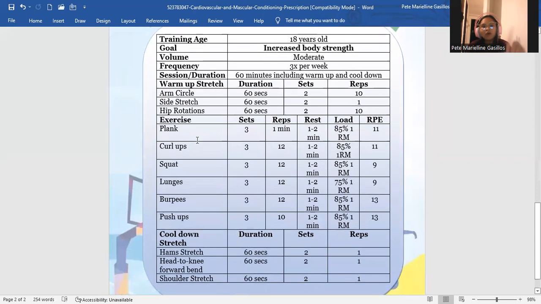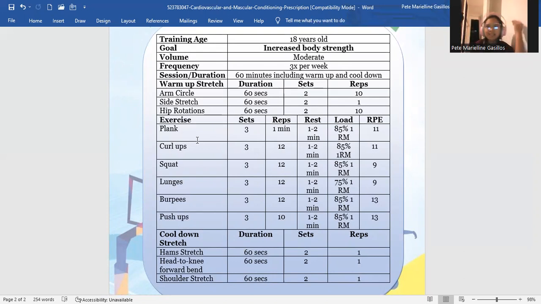For my warm up stretch, I do the arm circles like that, and the side stretch. I'm going to do the arm circles first. The arm circles duration is 60 seconds. The reps are 10: 1, 2, 3, 4, 5, 6, 7, 8, 9, 10. I have 2 sets, set 1 and set 2, so I will repeat it twice.